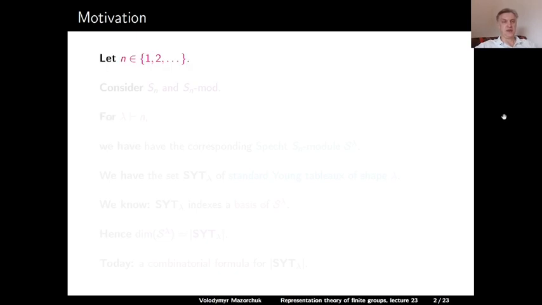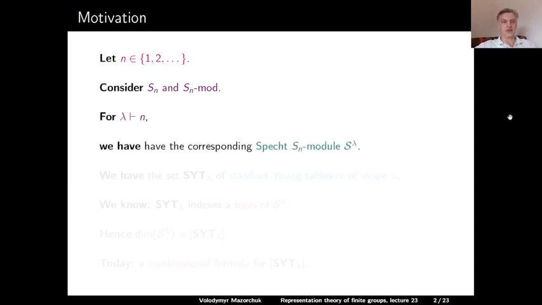Let n be a positive integer, so we consider the symmetric group Sn and the category of all finite-dimensional Sn modules. For a partition lambda of n, we have the corresponding Specht Sn module S lambda. So we know that these modules S lambda exhaust all simple Sn modules.